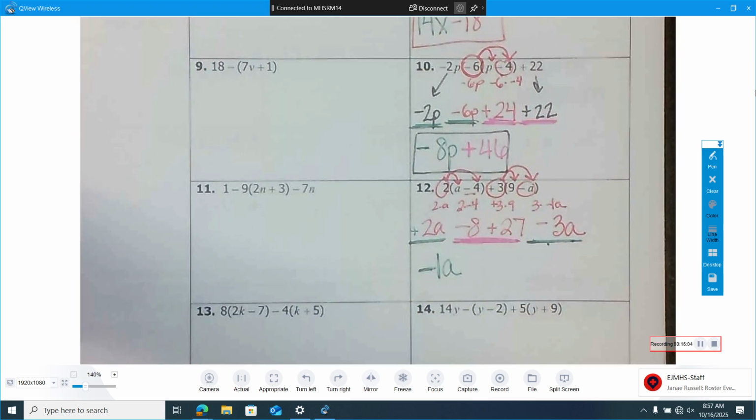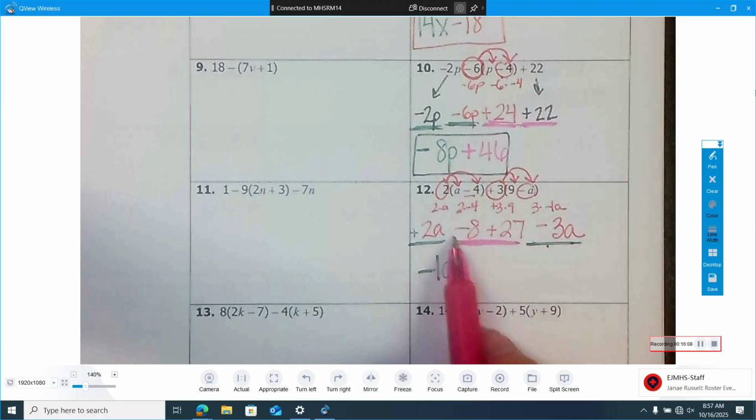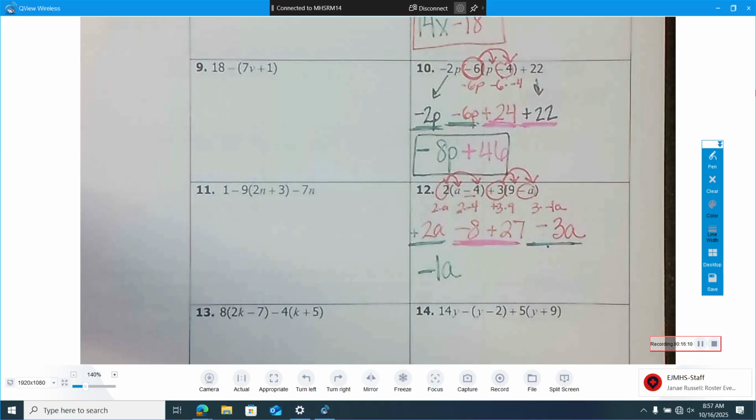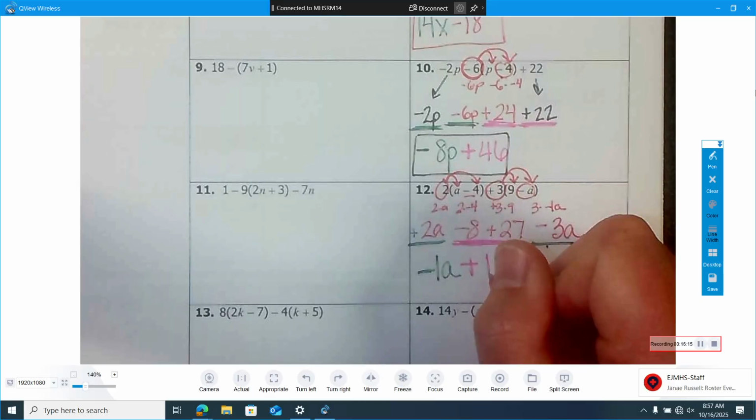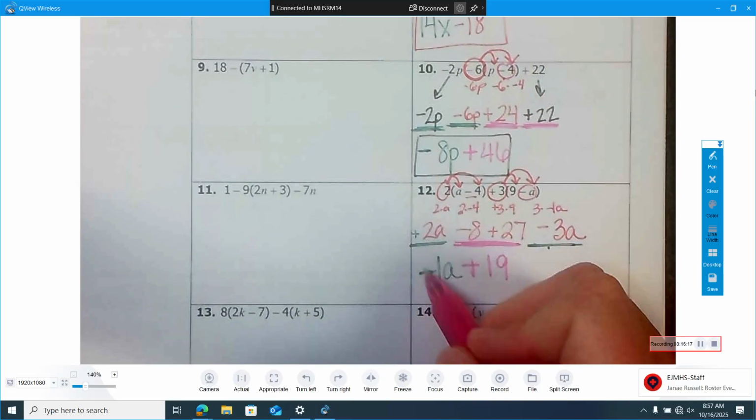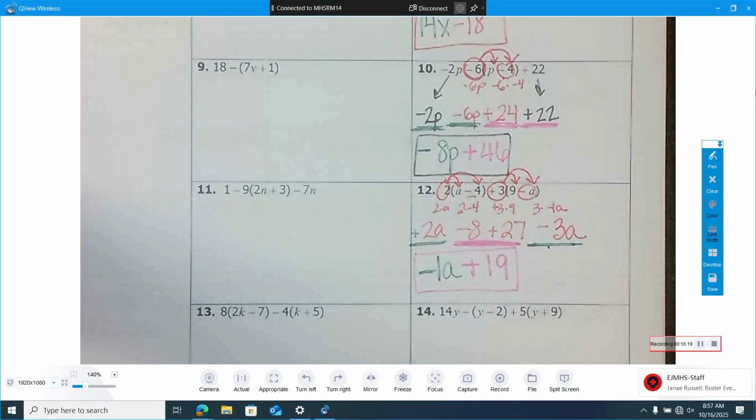Are they on the same team or are they at war? They're at war. Very good. Negatives and positives, who's going to win? Positives are going to win by how many? 19. Very good. All right, beautiful. That's that one. Good, good, good.